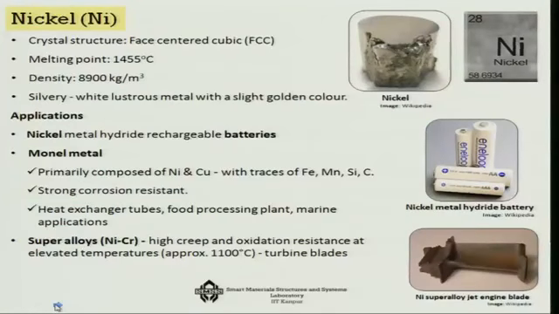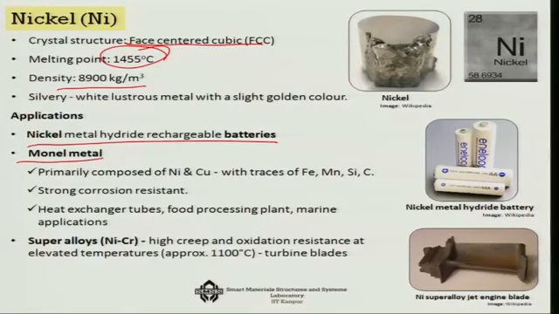Next, we are going to talk about nickel. Now, nickel has an even higher density in comparison to copper, 8900, but it has also a similar FCC structure, and the melting point is pretty high, 1455 degree centigrade. It has also a silvery white metallic luster. That is why when it is used with copper, this luster predominates and you get German silver out of it.